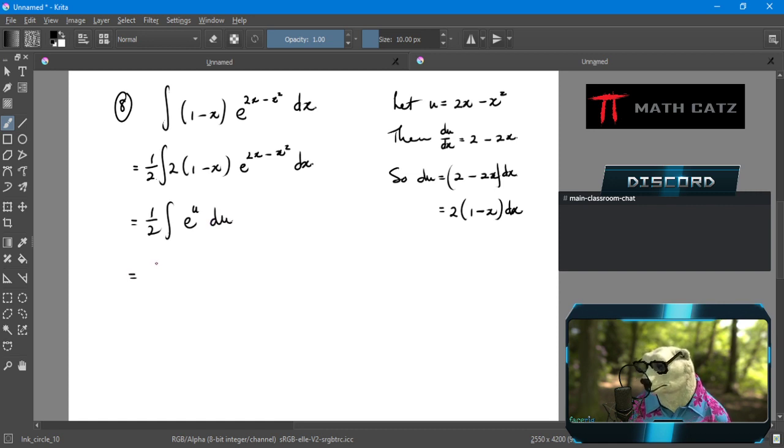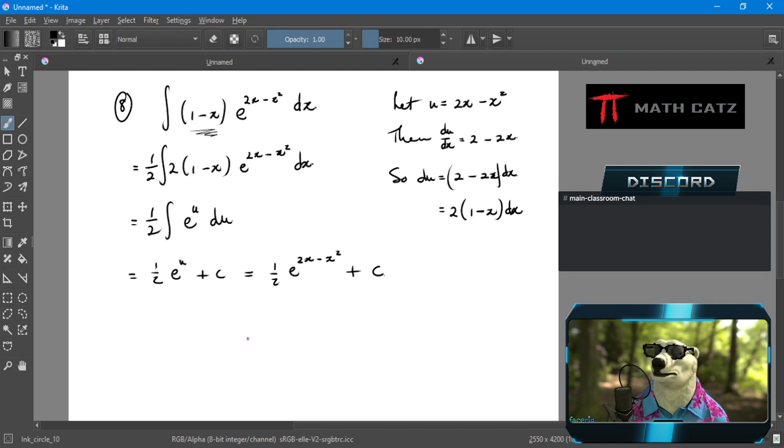And I'm back to a super simple situation with antiderivative e to the u plus c, and we can finish it by going back to x. 1 half e to the 2x minus x squared plus c. Now remember that when I test this and take the derivative, the chain rule is involved, so I am going to, for the second part, find this bracket more or less after I simplify.